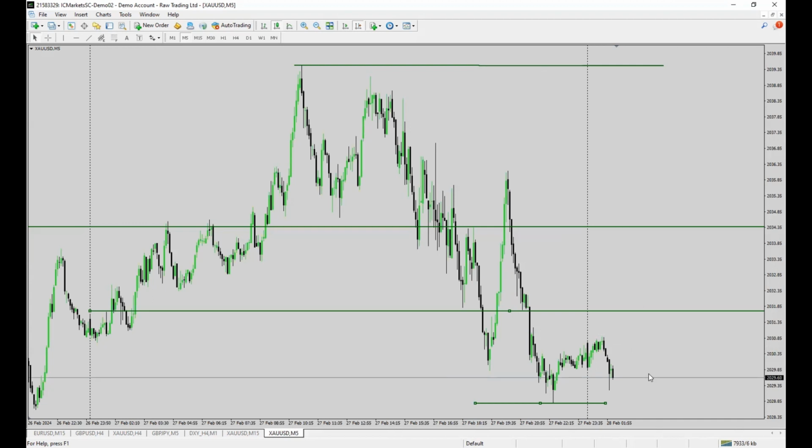Now, rejection can come at many key areas on the chart, but we look for it at areas of price liquidity. Now, right above me, I have my Tuesday open. Then I have my Monday open. Okay.